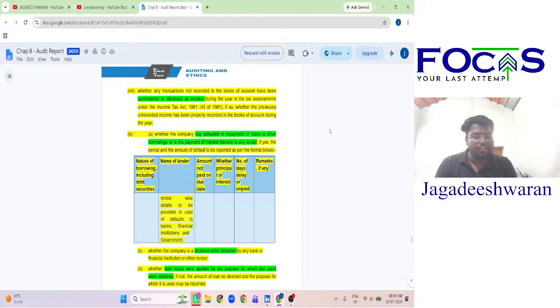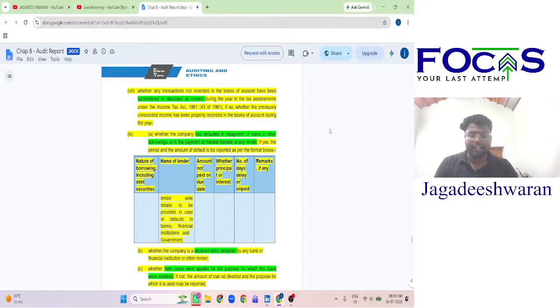Okay, so whether any transactions not recorded in the books of accounts have been surrendered or disclosed as income during the year in the tax assessment under the Income Tax Act. So நம்மளோட books of accounts la record பண்ணல but it is being disclosed as income under current financial year during the tax assessment under the Income Tax Act அப்படினா அத ப்ராப்பரா நம்மளோட books of accounts la record பண்ணிருக்கோமா அப்படிங்கறது is what 8th point is all about.